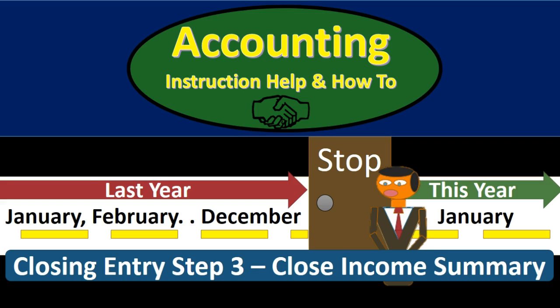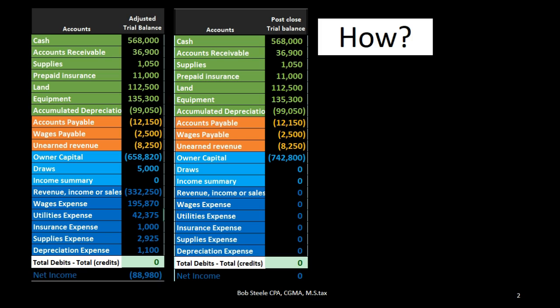Hello, in this lecture we're going to talk about the closing process, step 3 of the 4-step closing process, which will include the close of the income summary to the capital account. Remember that our objective is to close out all the temporary accounts, which are all the accounts below capital, including draws and the income statement accounts of revenue and expenses. So we want the adjusted trial balance to be converted to the post-closing trial balance, which means that everything from capital on down will be zero.